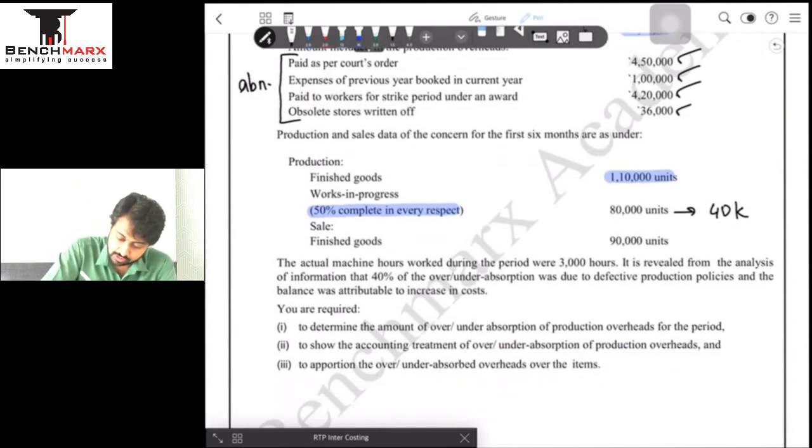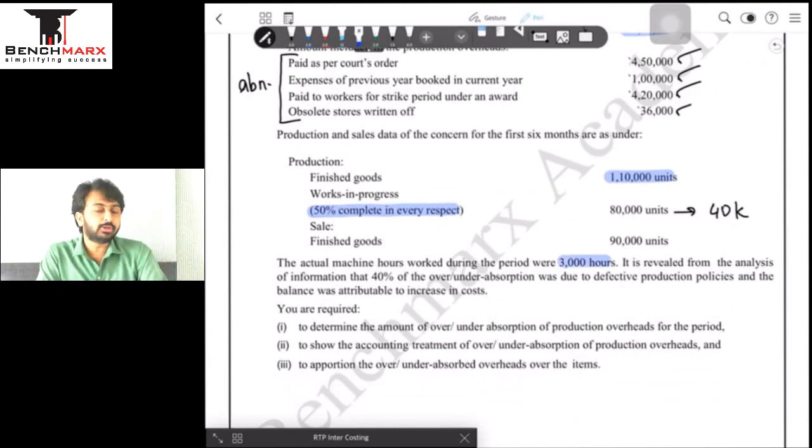Okay, the actual machine hours worked is given as 3,000. This will help me to get my absorbed overheads. Okay, it is revealed that 40% of the under or over absorption was due to defective planning, and the balance was increase in cost, which means 40% will go to COS and the balance will be subject to supplementary rate. In the question that we have solved, even the split of 40-60 is the same.